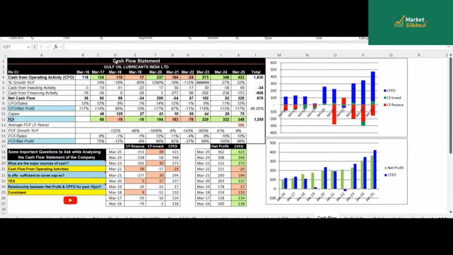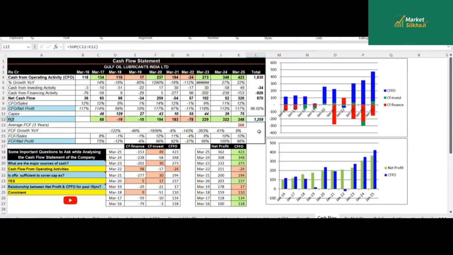10 years of data for Gulf Oil Lubricants. Consistently, you can see here, every year this business is generating cash. And over the last 10 years, 1830 crores of cash is generated. And out of that 1800, almost 1258 crores of free cash flows are also generated. So cash is coming in and free cash flows are also positive, which is great news.